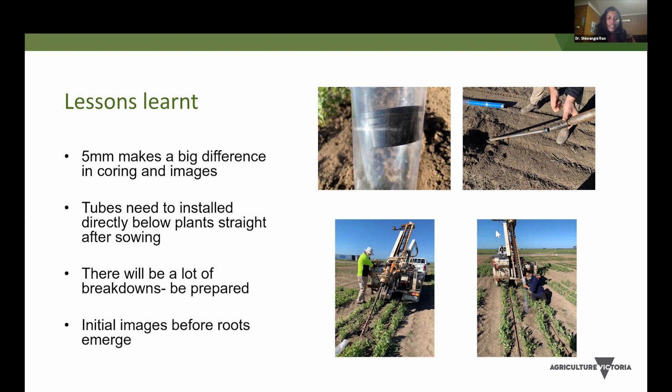Other things that we learned, I think I've covered everything in this particular one. Oh, also that because the tubes were bigger, the caps fell in. We lost a few tubes due to the cap being blocked in the tube.